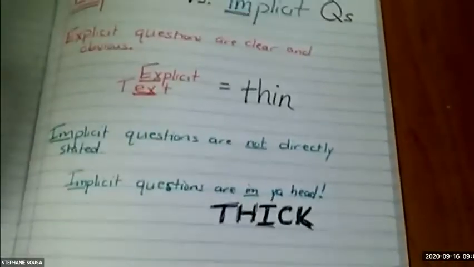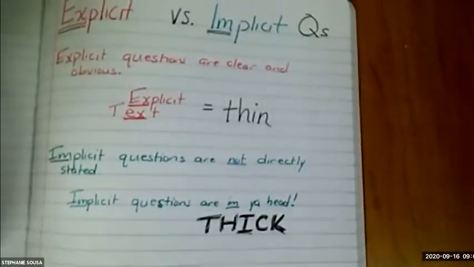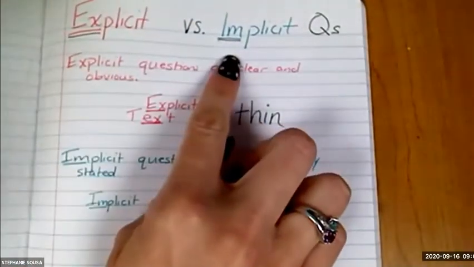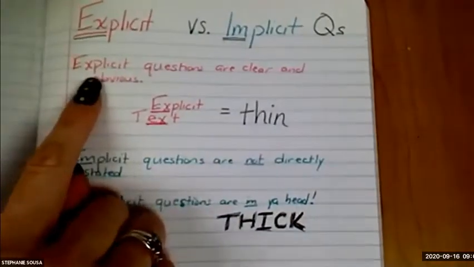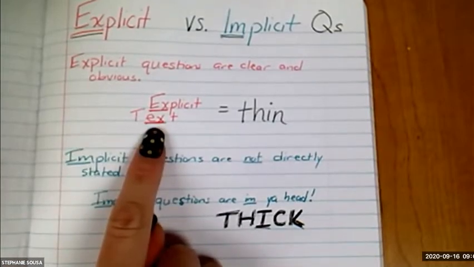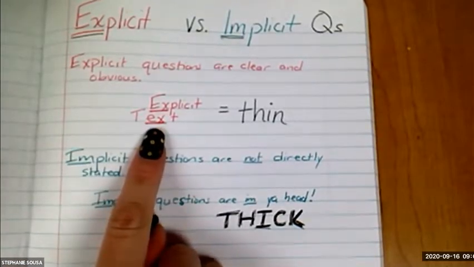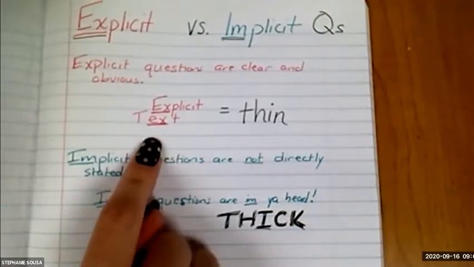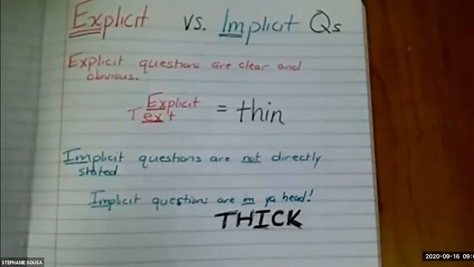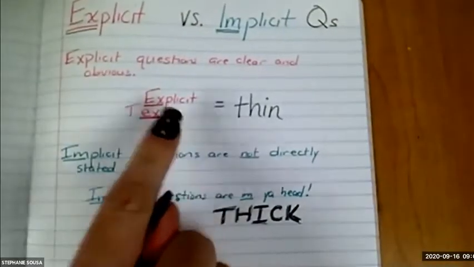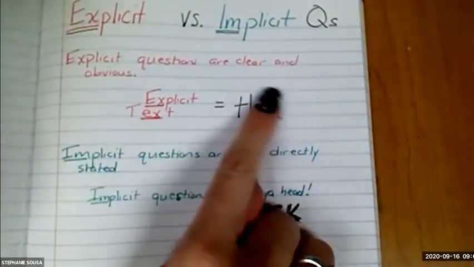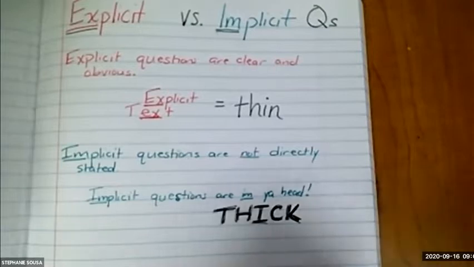So remember, when we ask a question, there's two kinds of questions. They could be an explicit question or an implicit question. So remember, explicit questions are clear and obvious. They are in the text. Explicit in the text. Do you hear that X? That's one way to help you remember. So when you open a book, if you can put your finger on the answer, that is an explicit question, okay? We also call these thin questions because they don't take a lot of thinking to answer.